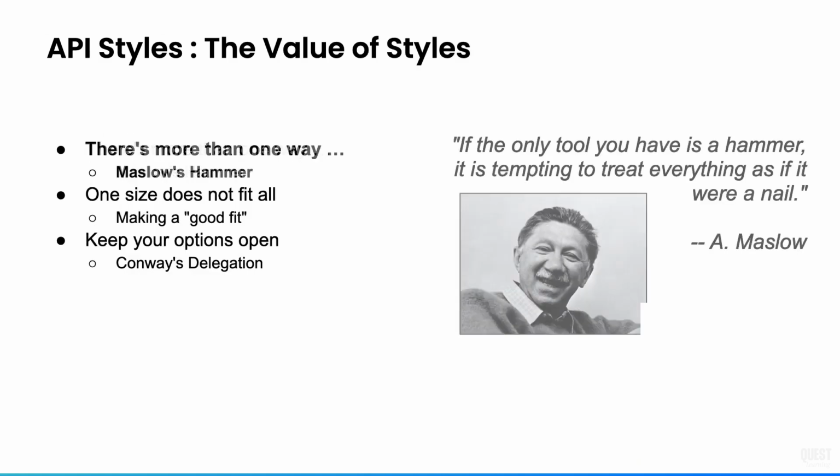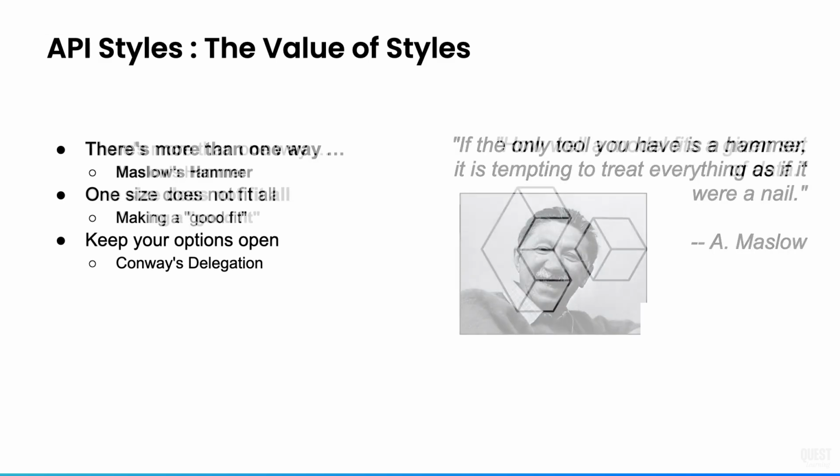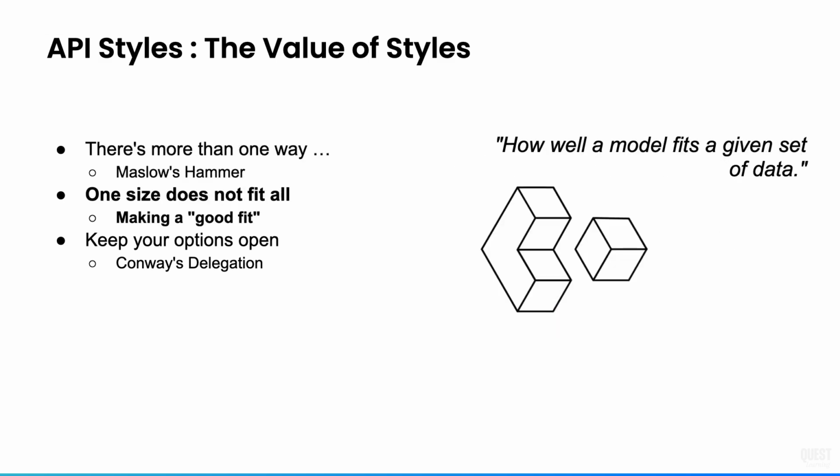There are lots of ways to think about this, but probably one of the best ones is known as Maslow's hammer. If the only tool you have is a hammer, it's tempting to treat everything as if it were a nail. If you only know one style of APIs, whether it's REST or GraphQL or anything like that, you may think that every API you build has to be in the same style, and that's often not correct. Usually you want to focus on what's most important, what's unique about that particular problem, and which style fits best. Because one size does not fit all.